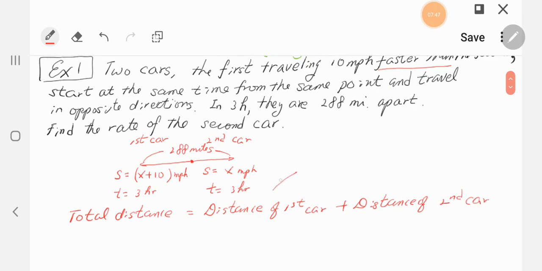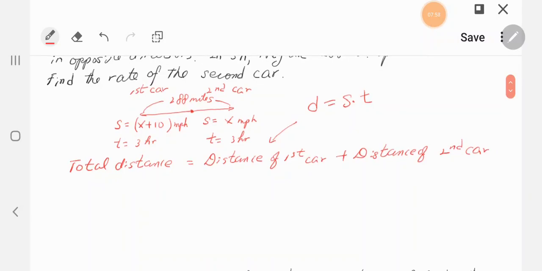Okay, then the distance formula. What's the distance formula? The distance is equal to speed times the number of hours, time. Speed times time, right? So let's plug in all this information. The total distance is 288 miles.